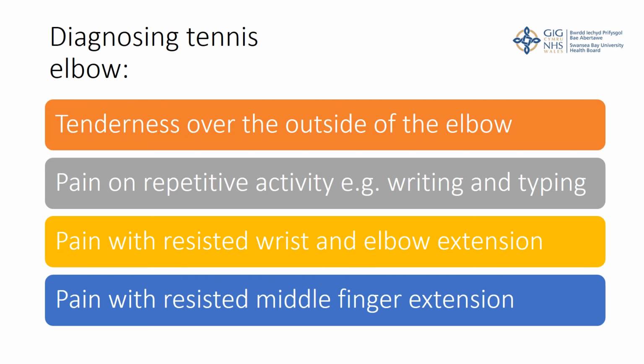Pain on repetitive activity, for example writing and typing. Pain on resisted wrist and elbow extension. So this is a physical test where your clinician will get you to straighten out your elbow and lift up your wrist and your hand and do it against some resistance. This normally causes pain.